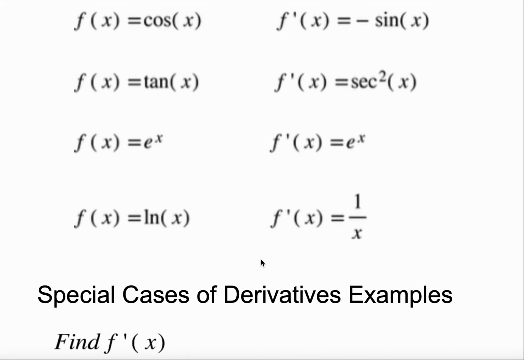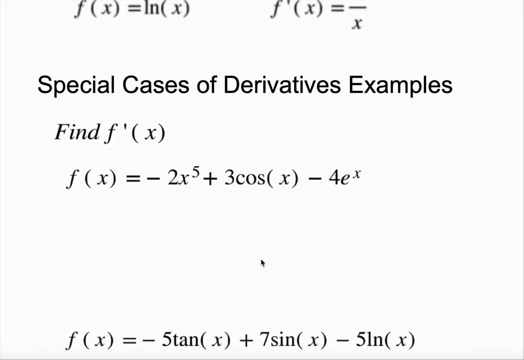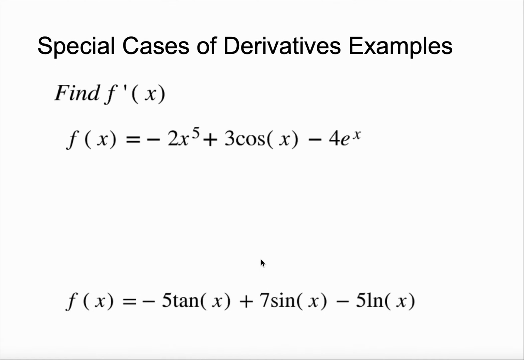Okay, so let's try finding some derivatives where we have special cases. Now when I look at these, I'm given this f of x as negative 2x to the fifth plus 3 cosine of x minus 4e to the x. So I'm just going to divide this into three parts. I'm going to take the derivative of each term here, and then I'll be done.